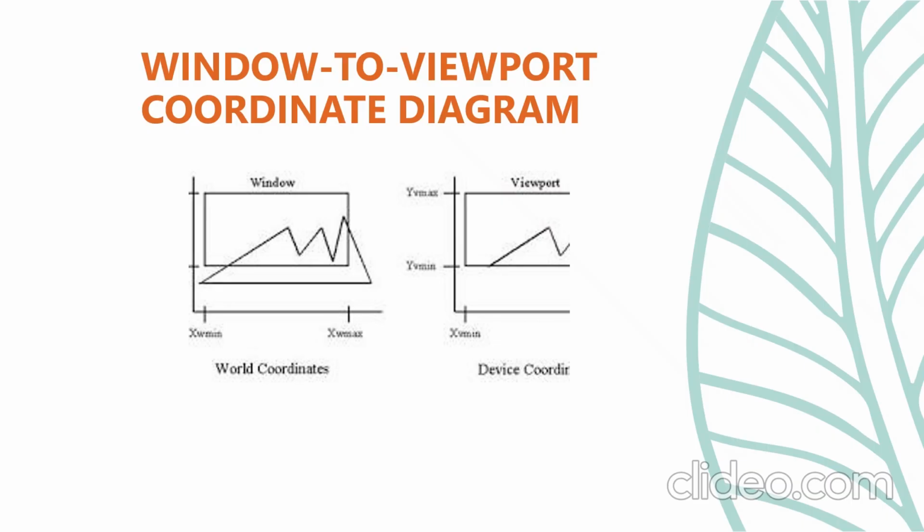This proportional mapping preserves the overall appearance of the graphical scene. Without this transformation, objects would appear distorted or incorrectly positioned on the display, which is not an efficient way to convert the window coordinates to the viewport coordinates.